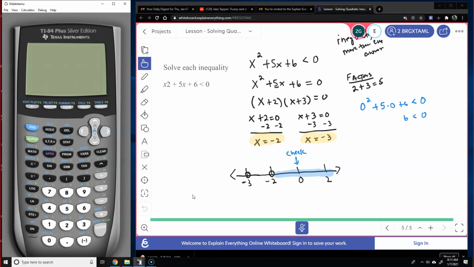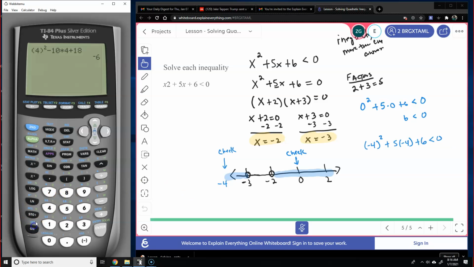Okay. So now we're going to go ahead and check to the left of -3. So let's try -3.5. Or let's try -4. Probably better to check -4. So we're going to check -4. And if -4 is an answer, then we're going to say that side is an answer. But if it's not, then we know that all that side, the left side of -3, won't be an answer. -4 squared plus 5 times -4 plus 6. And we're going to check if that's less than 0.